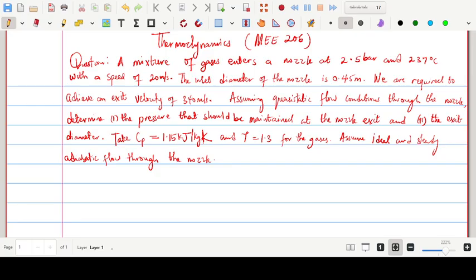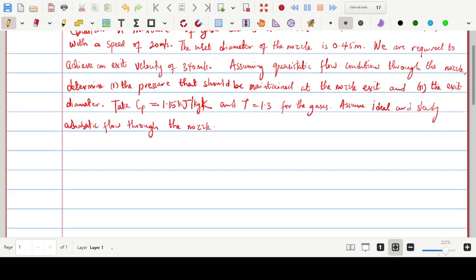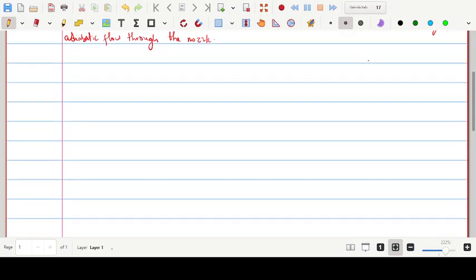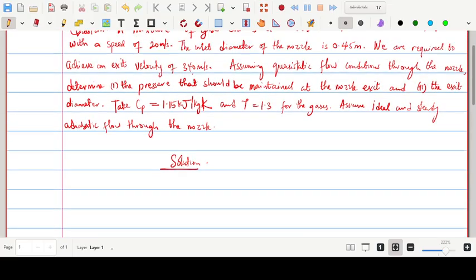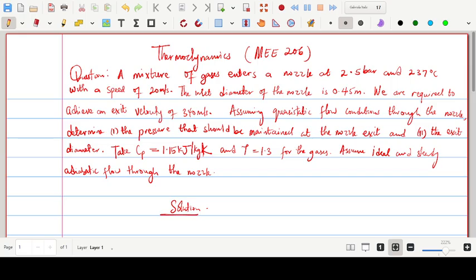The question goes like this: a mixture of gases enters a nozzle at 2.5 bar. You can see this one is a question on nozzle. So you first of all look at the particular machine that you are dealing with, or the question is centered on. This one is basically on nozzle, and the opposite of nozzle is diffuser. You must know how to draw each one so that it will really help you in solving questions.